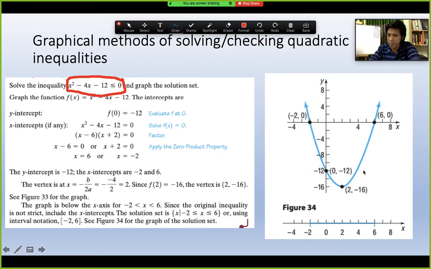Suppose this graph is given, then what will be your answer? This is x squared minus 4x minus 12 less or equal to 0. This is the function, this is the graph. Now where is the solution? Where in this function is it less than 0?